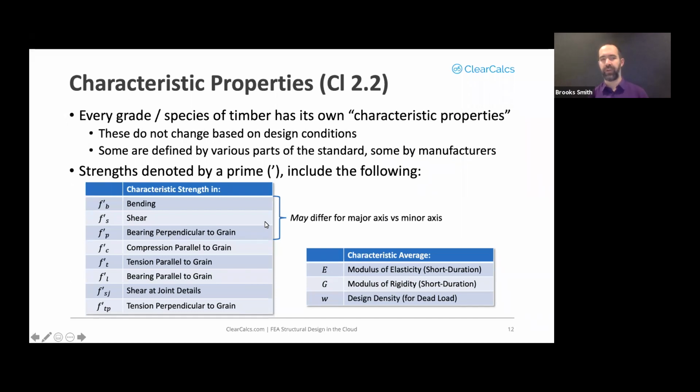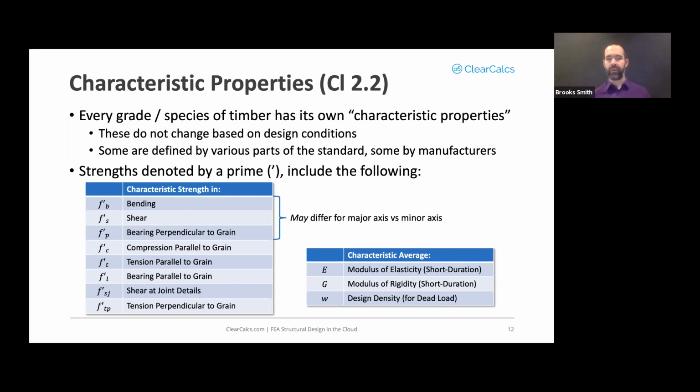So what are characteristic properties? Every grade and species of timber has its own characteristic properties. These are the things that don't change based upon the design conditions. They are constants. Some of those are defined by various parts of the standard AS 1720.1. Some are defined by manufacturers.